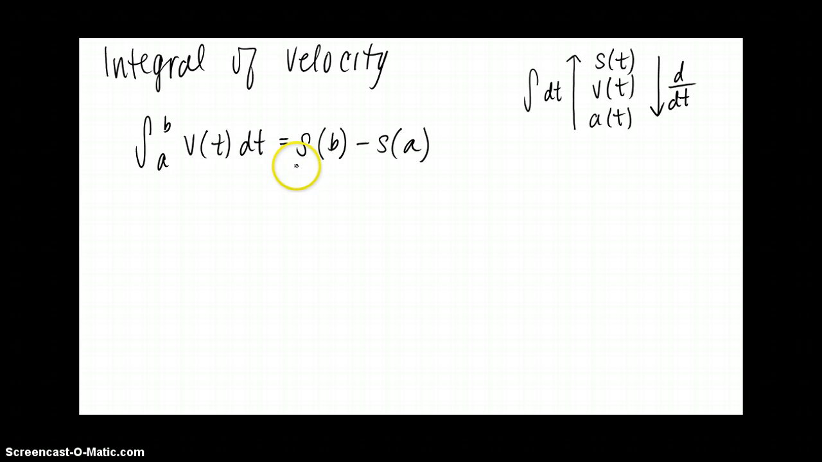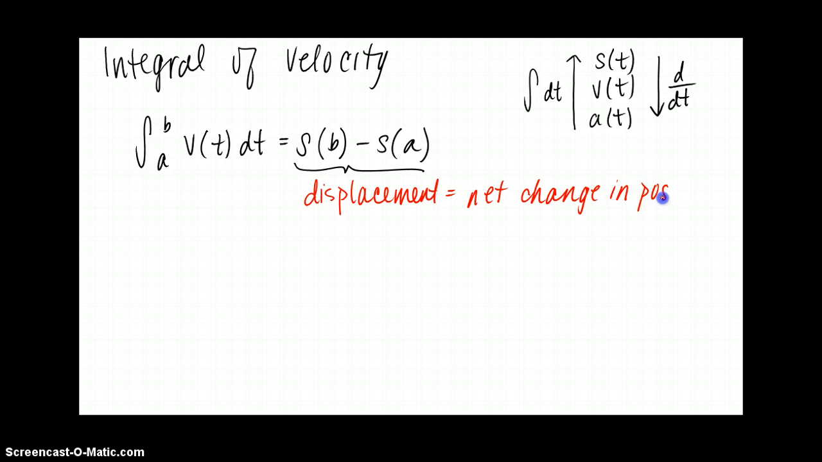Now what this represents is called the displacement. So the displacement is the net, or total, change specifically in a position function. So what does this mean? It's the change of some particle from wherever it starts.